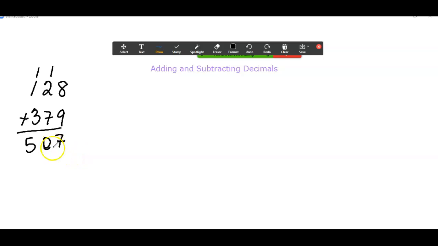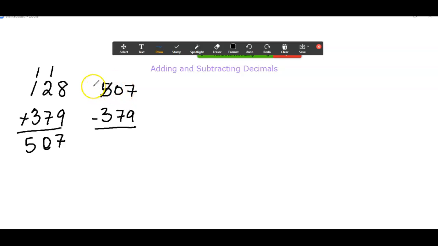I'm going to do the opposite operation, partly to check, but also because it's adding and subtracting today. So I'm going to take 507 and subtract 379. And if I did this problem correctly, this answer should be 128. I cannot take 9 from 7. If I look next door, there's nothing in the tens place to regroup from.